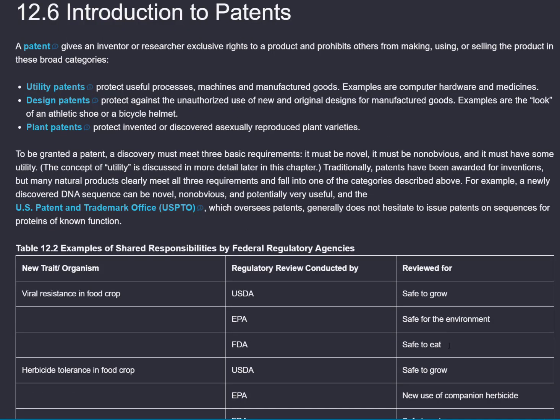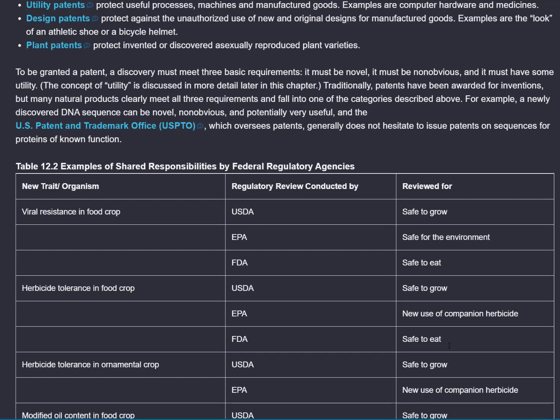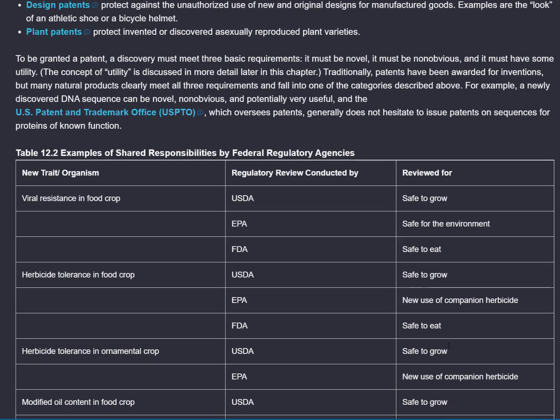12.6 Introduction to Patents. A patent gives an inventor or researcher exclusive rights to a product and prohibits others from making, using, or selling the product in these broad categories. Utility patents protect useful processes, machines and manufactured goods. Examples are computer hardware and medicines.